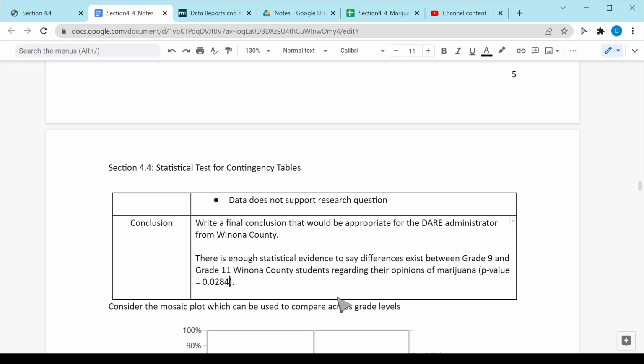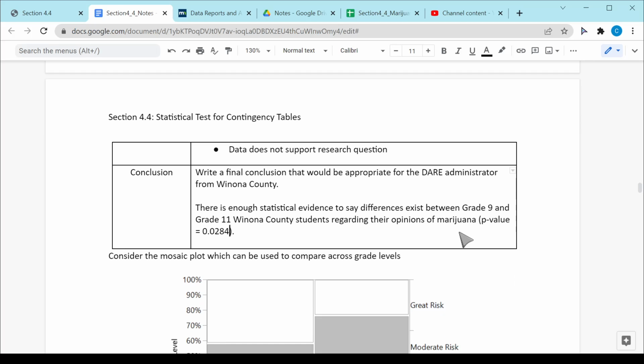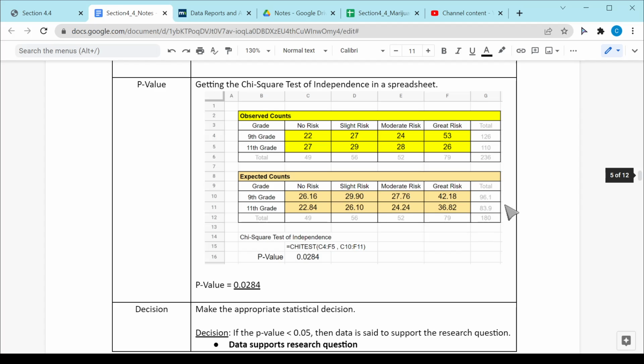Okay, so we can say that the opinions of marijuana use, or the risk of marijuana, there did change between grade 9 and grade 11. We could do grade 8, 9, and 11 as well, all together, and see. That p-value is probably going to go up a little bit because grade 8 and 9 are pretty similar to one another. If you just compared grade 8 and 9 to one another, you're probably not going to see a difference, like I said.